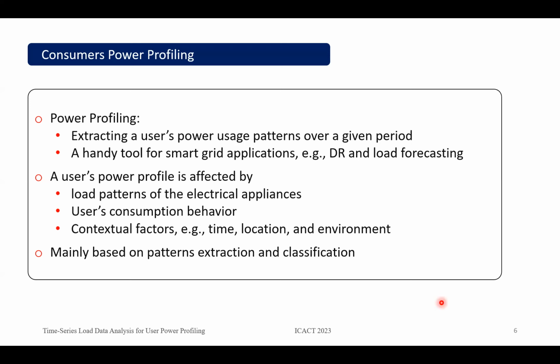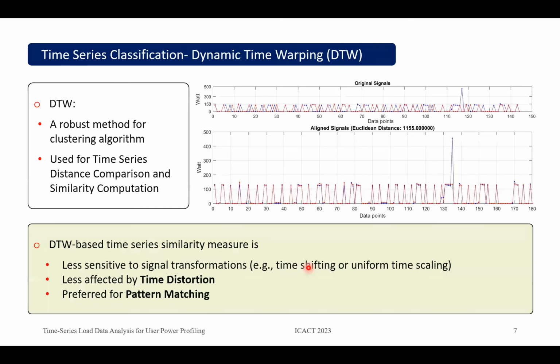Normally, a user's profile is affected by different factors like the load pattern of the devices which users use, the user's consumption behavior, and contextual factors like time, location, environment, and so on. But basically, the two main tools and solutions used for power profiling are pattern extraction and classification. So, this is power profiling.